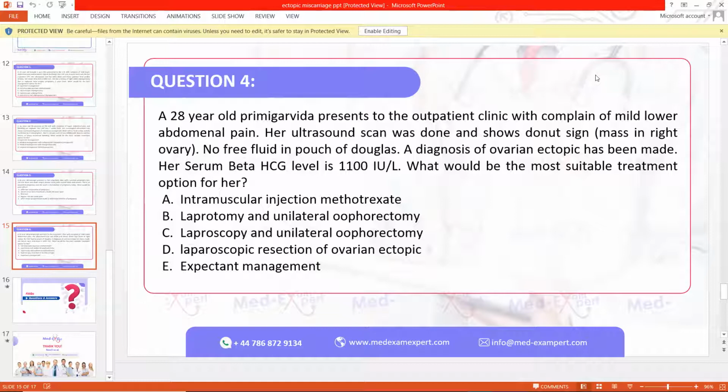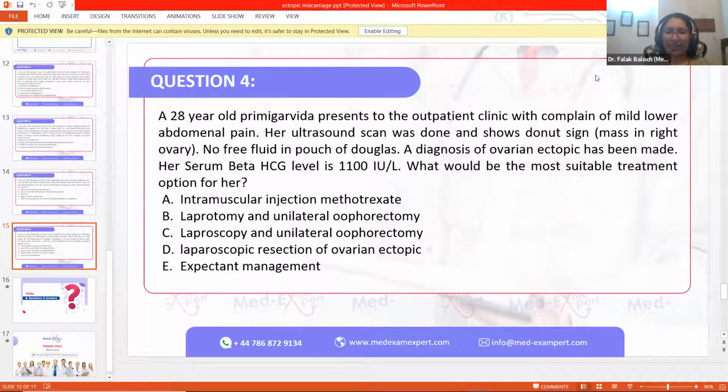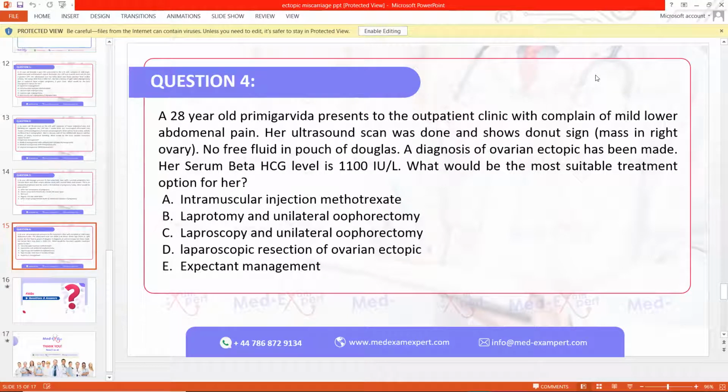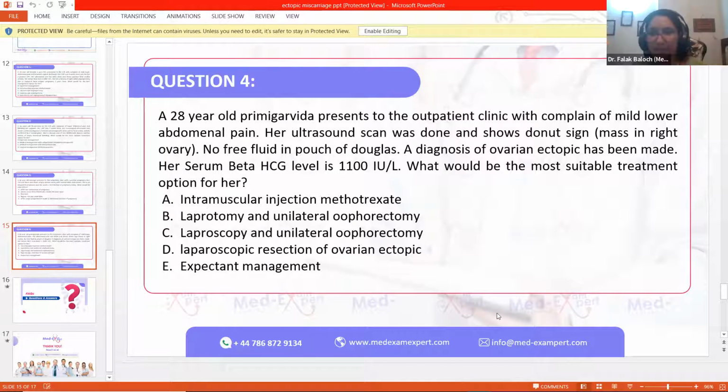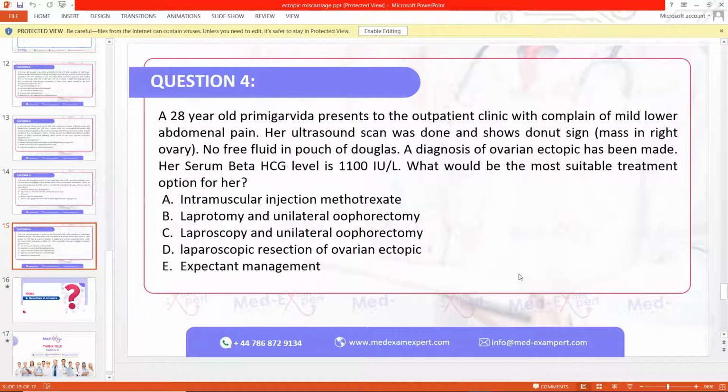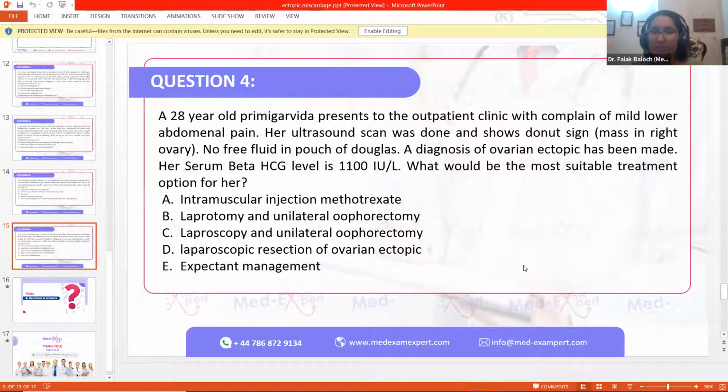By mistake, I was thinking it is 11,000. That's why I answered this. Okay. Do you remember the cutoff level for surgical management that we just discussed? How much was that? It was 5,000. If it is less than 5,000, we can consider methotrexate. Exactly, we can consider methotrexate if all other criteria are met.